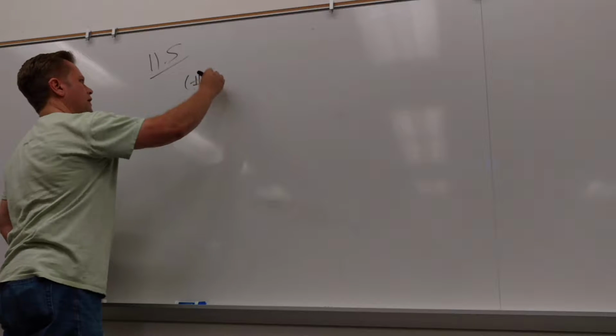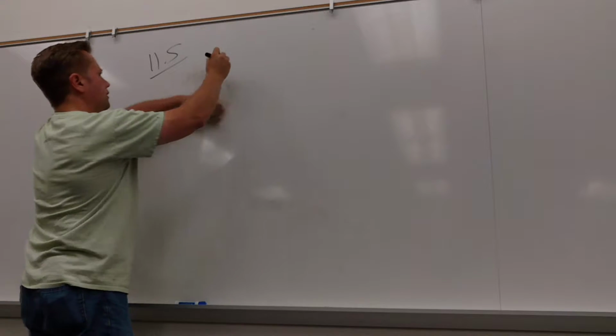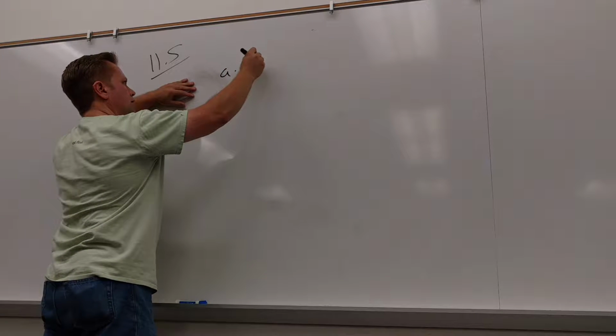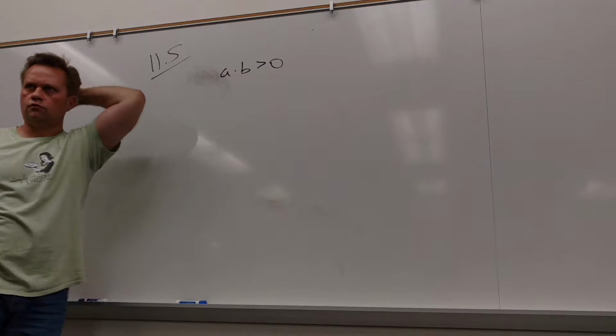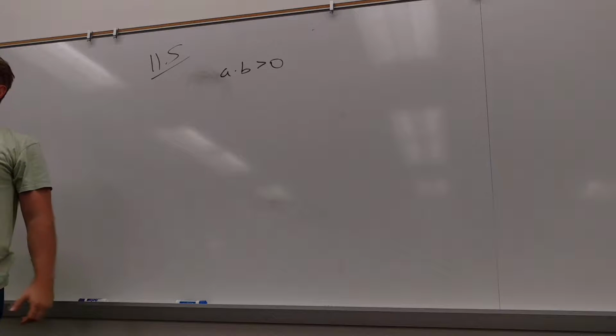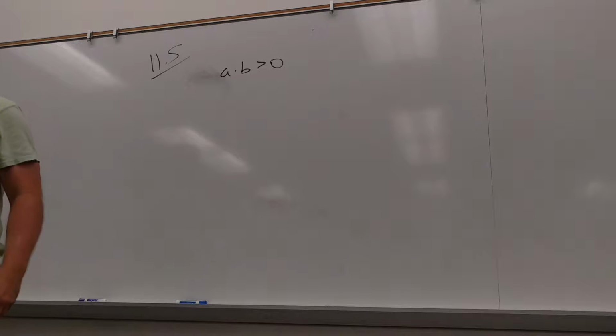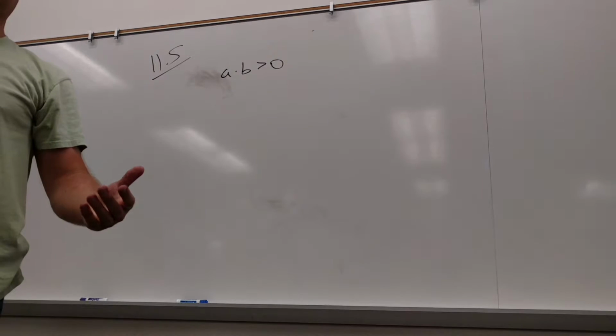Let me start off with this. If I had a number times a number is greater than 0. Just think about it for a second. How do I make the product of two numbers? And what's greater than 0 really mean? What's a quicker way to say that? Positive. You guys with me?